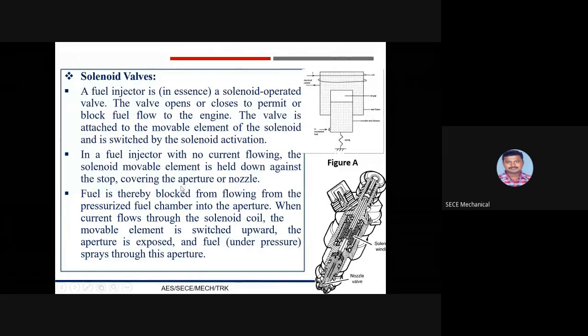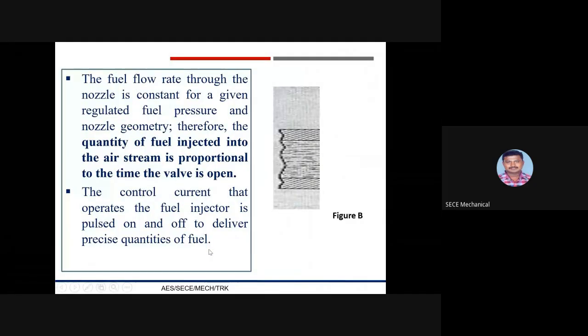When there is no current flowing, it will be in the off position, so no fuel is going to enter the cylinder during the suction period in a petrol engine. Fuel is thereby blocked from flowing from the pressurized fuel chamber into the aperture. When current flows through the solenoid coil, the movable element switches upward. The aperture is exposed and fuel sprays through this aperture. The fuel flow rate through the nozzle is constant for a given regulated fuel pressure and nozzle geometry.